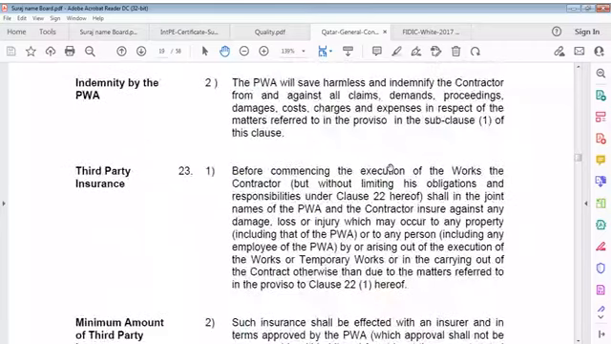Indemnity by PWD or client: the client shall save harmless and indemnify the contractor from and against all claims, demands, proceedings, damages, costs, charges and expenses in respect of matters referred to in this provision.